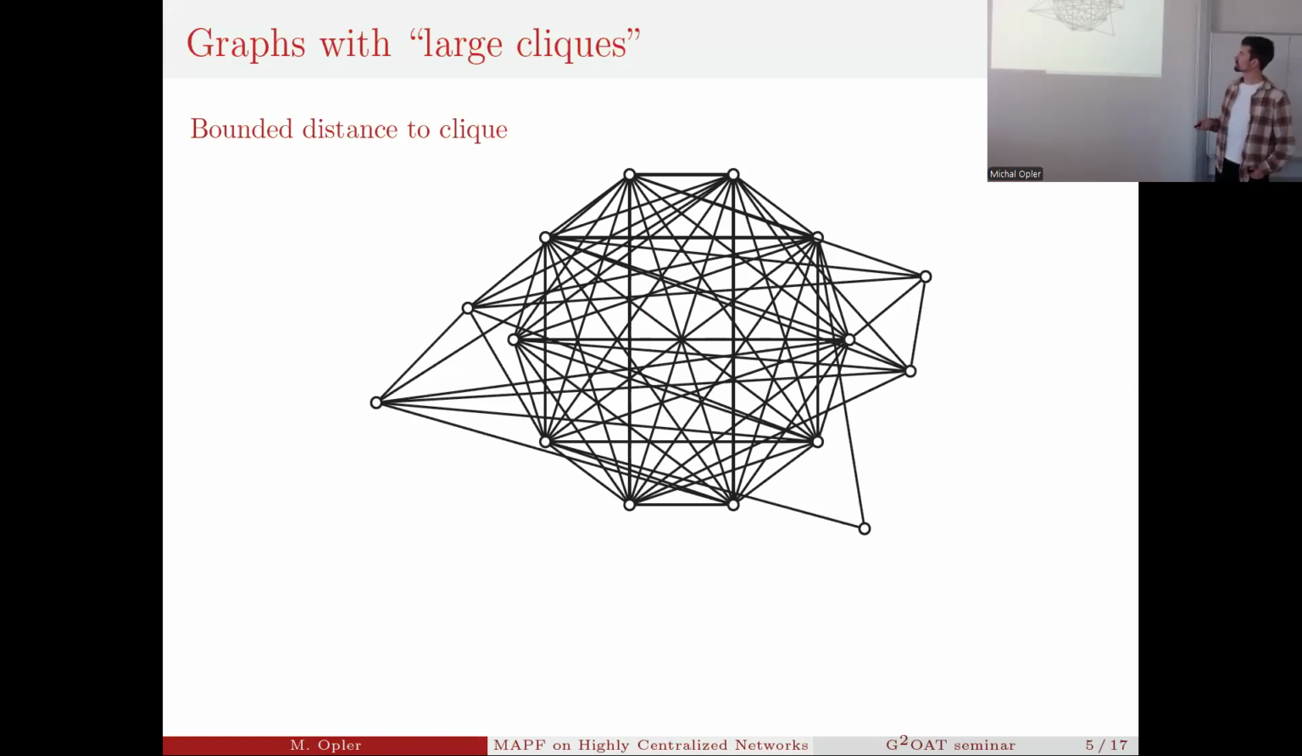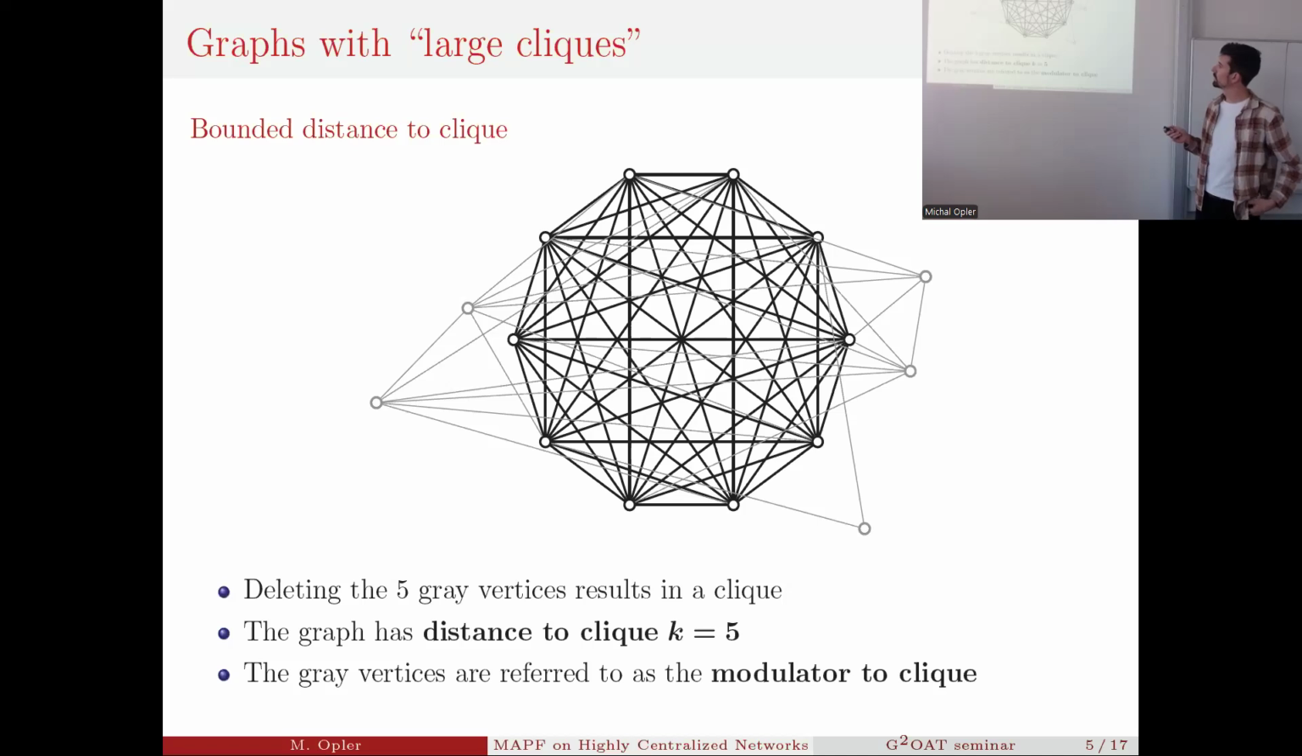So just to give you a graph with small distance to clique: in this particular graph, there are 5 gray vertices. When we remove them, we're left with a clique. So we say that this has distance to clique 5, and we will denote the distance to clique by k. We will refer to these gray vertices as the modulator to clique, and we'll also be denoting it by capital M at some point.